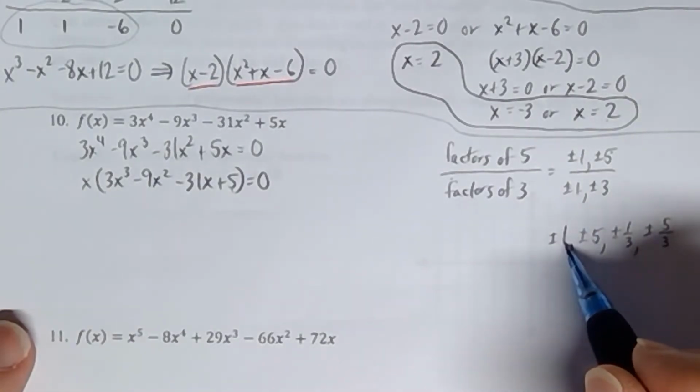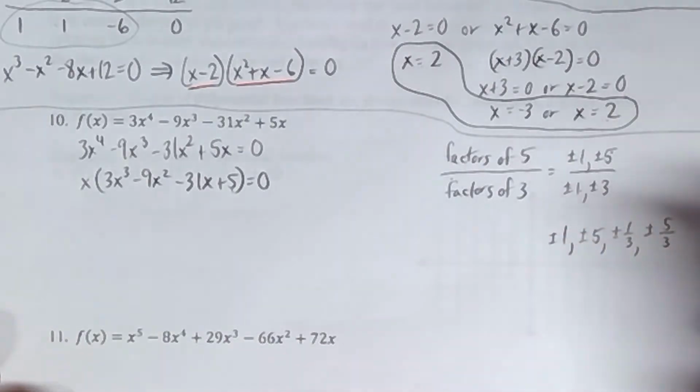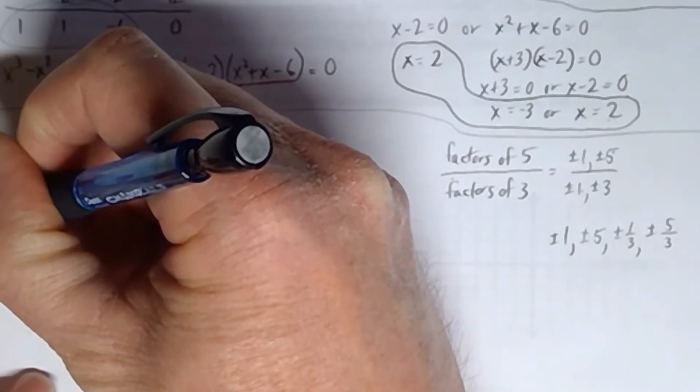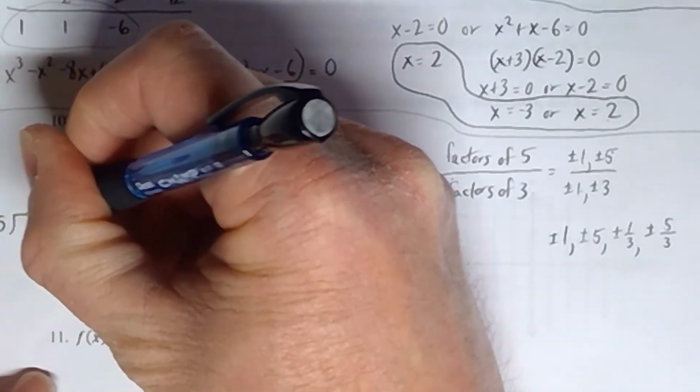So, again, we could try plus or minus 1. I promise you already, those don't work. So just in the interest of saving time here, what does work is the positive 5 right there.